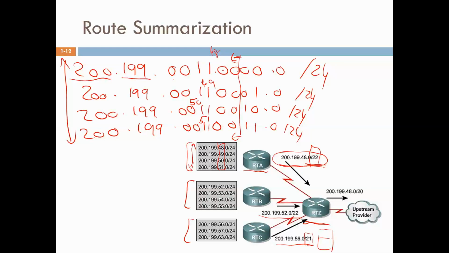However, if you convert 200.199, then we convert .52, which is 00110100. This is 52, and then .56, that is 200.199.0011100, and then we have the first address, which is this is 56.